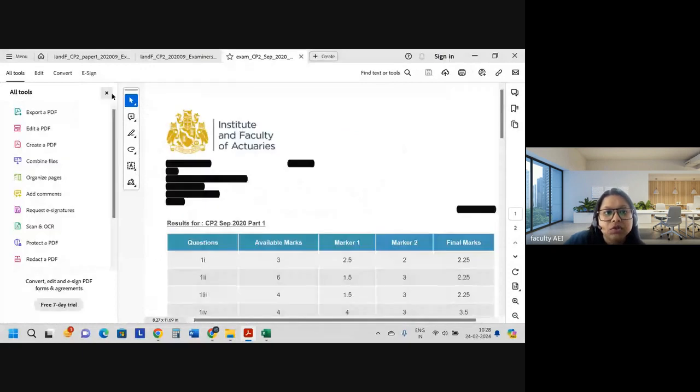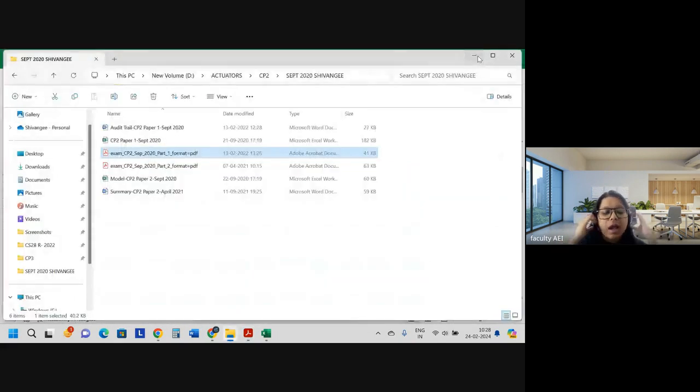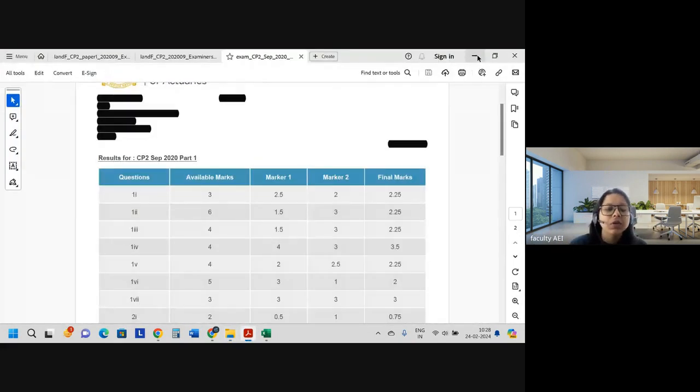ये मेरा marking distribution है. So out of 3, 1 marker gave me 2. 1 marker gave me 2.5 and I got 2.25. So basically 2 जिसने दिया है वो इसने दिया कि एक error तो ढूंढा ही नहीं. And maybe 2. So somewhere आप बोल नहीं सकते कि examiners आपको क्या marks देंगे. So 2 and 2.5. आप 2 समझो ना कि 2 मिला है. 1 error you could not find.